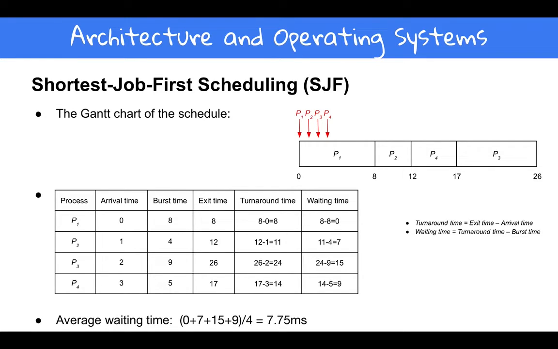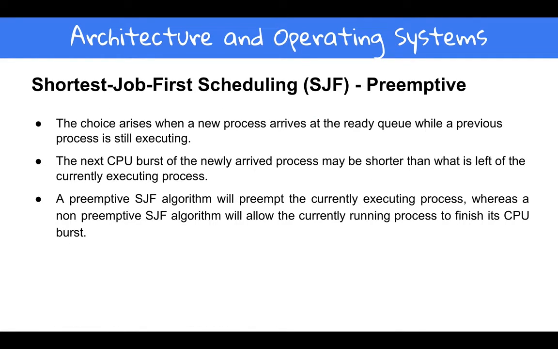So I solved 2 problems for non-preemptive shortest job first, with the same arrival time and with different arrival times. Now let's go for a preemptive one. The choice arises when a new process arrives at the ready queue while a previous process is still executing. It means that when a new process comes, it can stop the current running process and say, okay, let me see how long you take to be executed, how long it takes for me to be executed. So it chooses the shortest one. It can stop the process at any time.